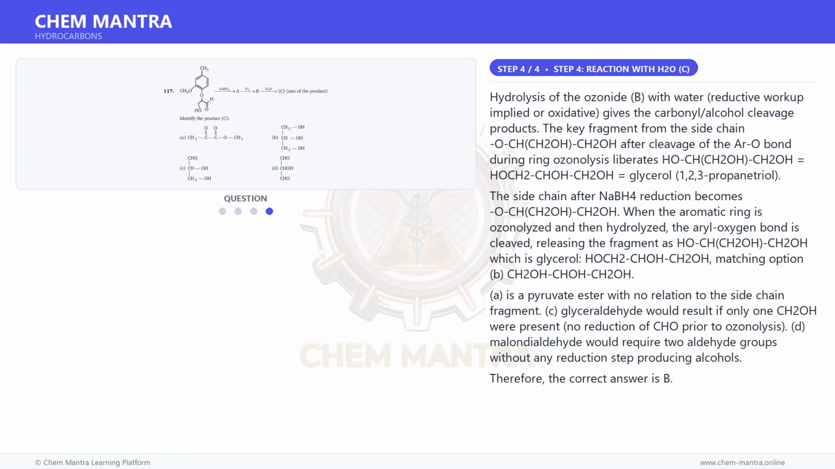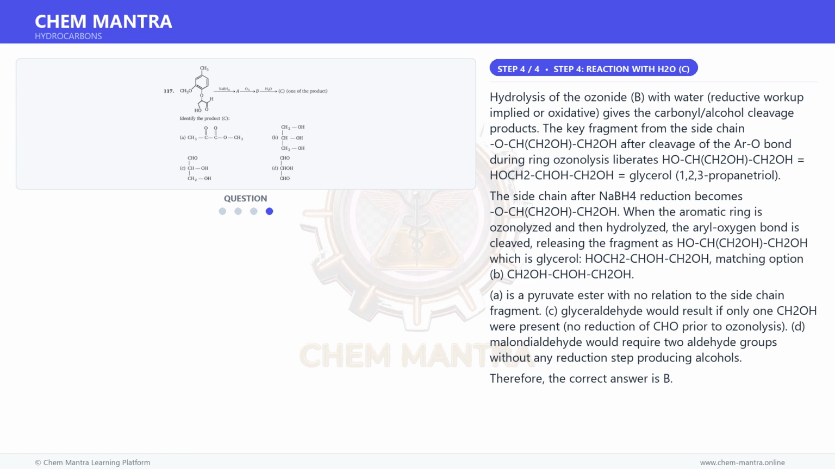The side chain after NaBH4 reduction becomes OCH, CH2O, CH2O. When the aromatic ring is ozonolyzed and then hydrolyzed, the aryl oxygen bond is cleaved, releasing the fragment as OCH, CH2O, CH2O, which is glycerol, HOCH2 CHO, CH2O, matching option B.